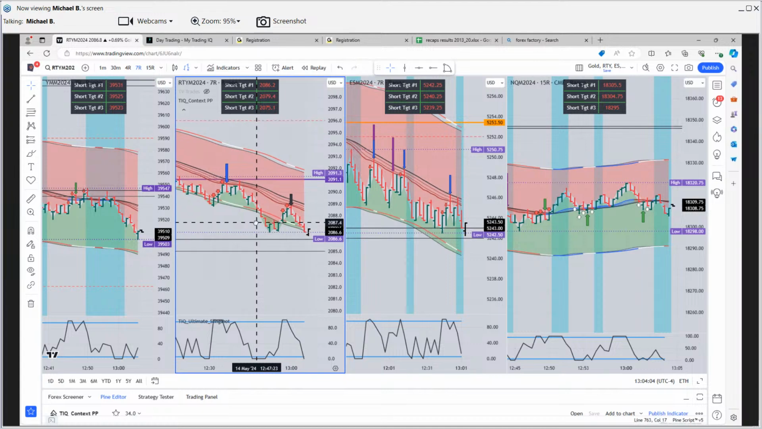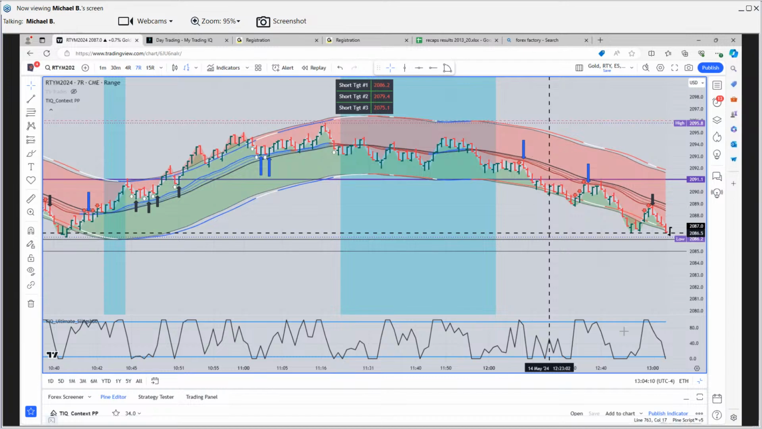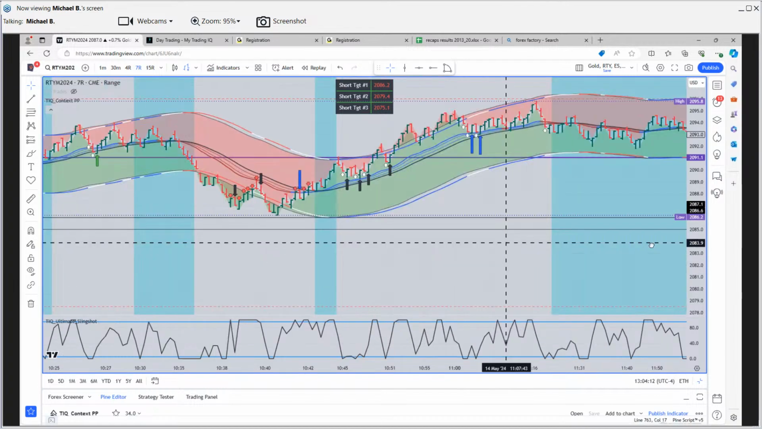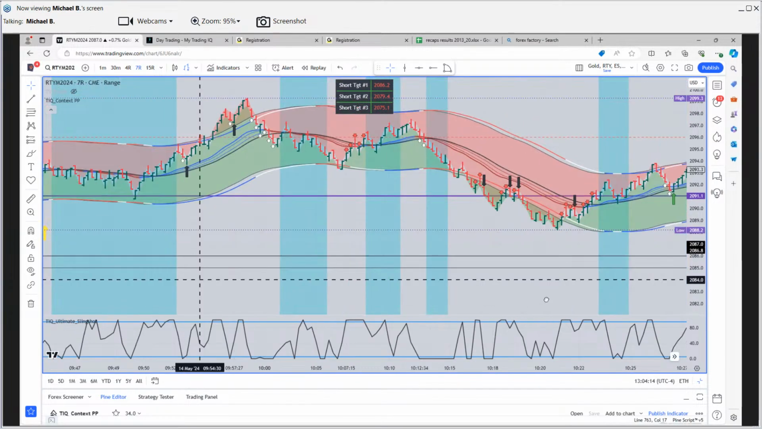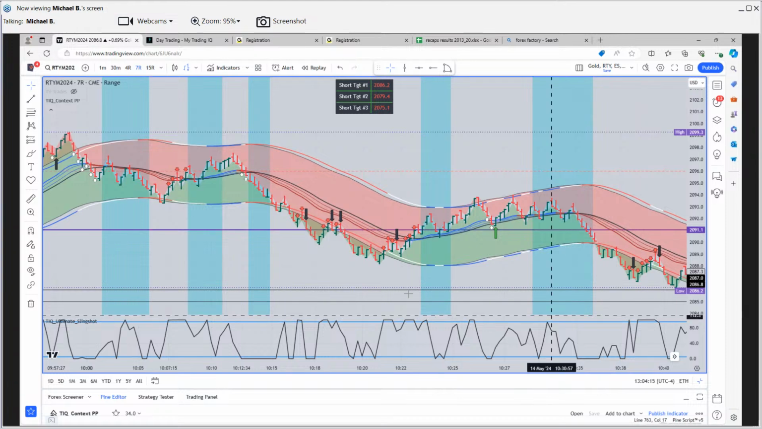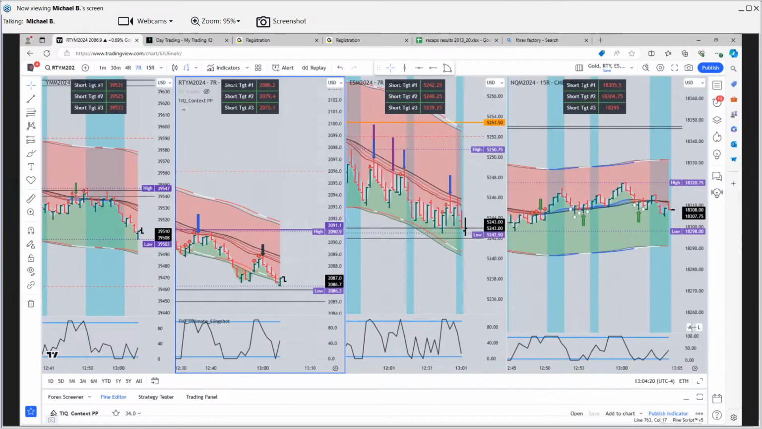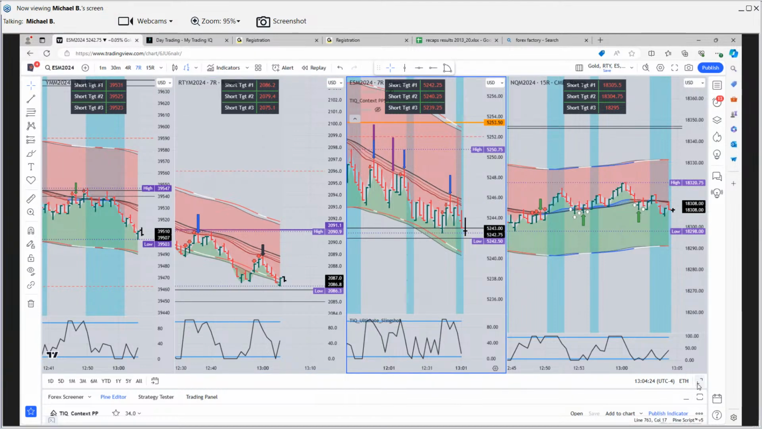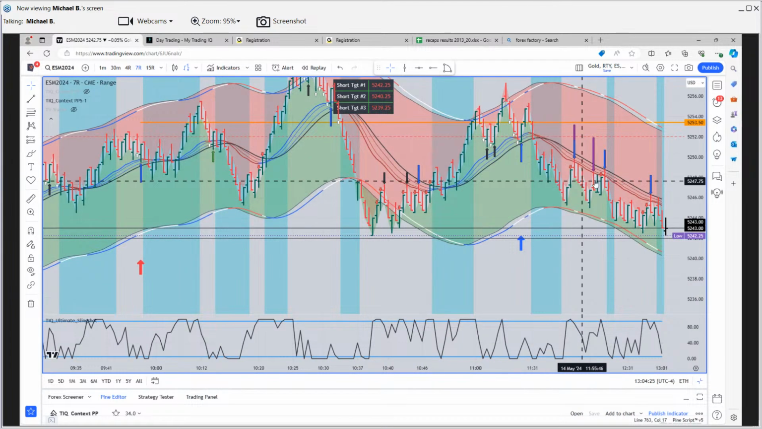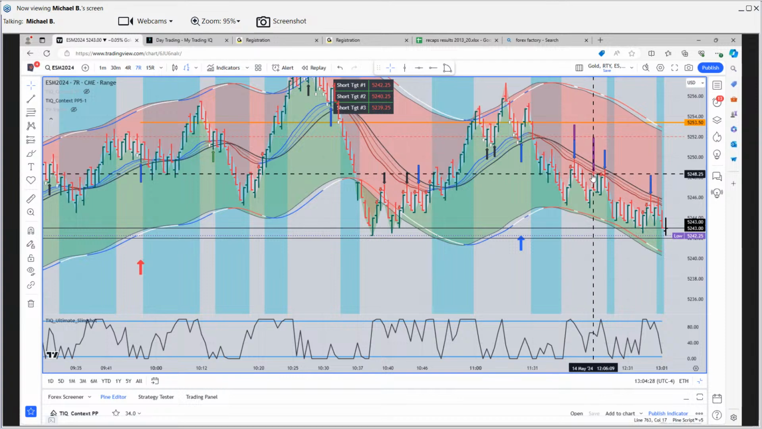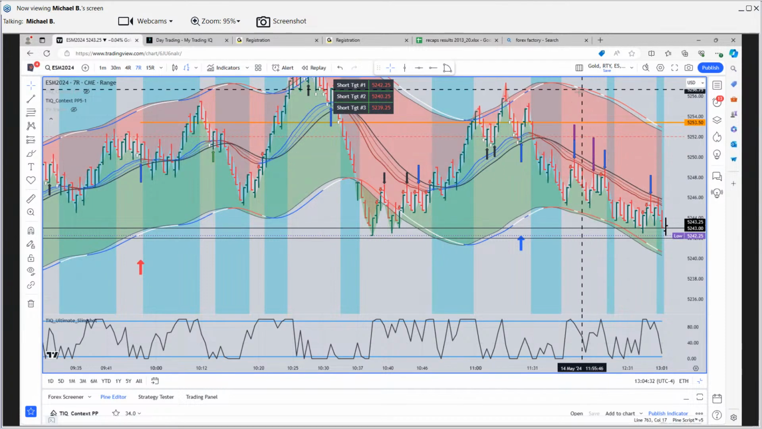So the purple arrow happens when, oops, I clicked on the wrong one. Well, it doesn't matter. I can show you on this one too. We have a purple arrow. Which one is this? The Russell? We didn't have that much happen on the Russell today. Let's go here to the ES. Okay, so the purple arrow happens when price pulls back to the ribbon and the black line is the right color and the outer band is the right color.